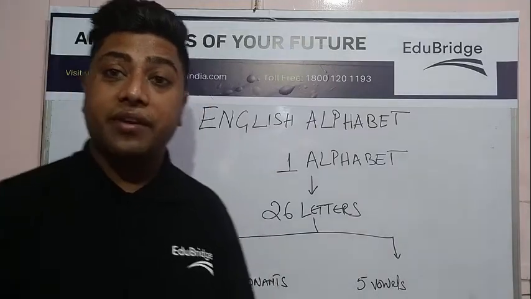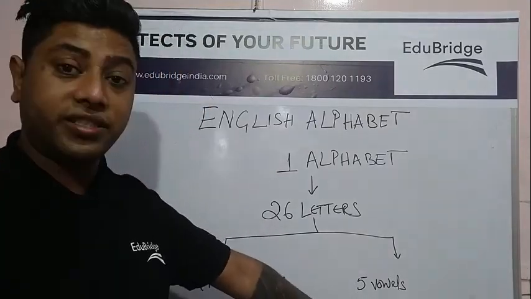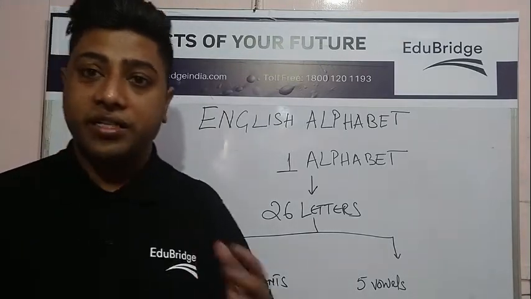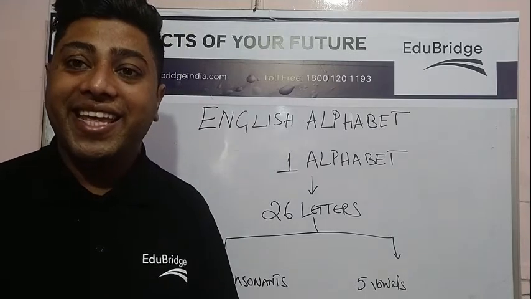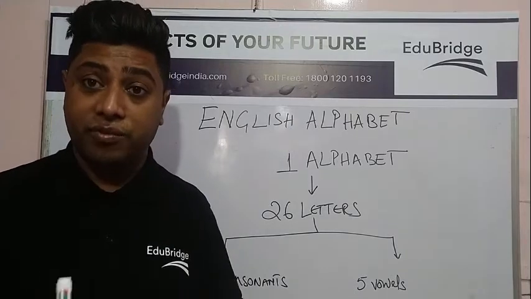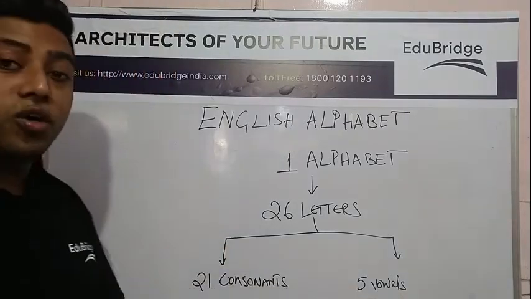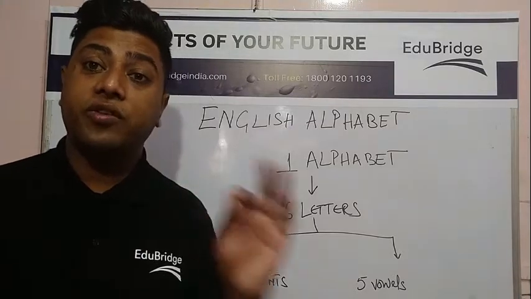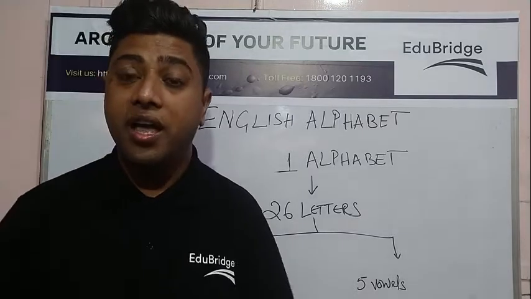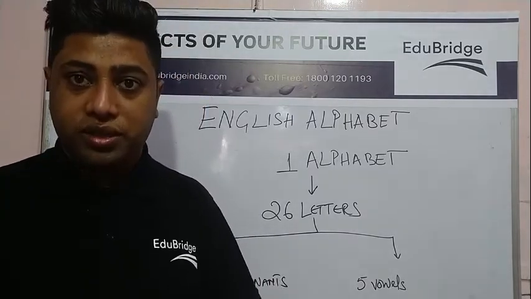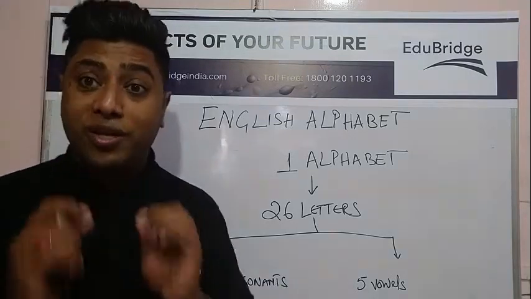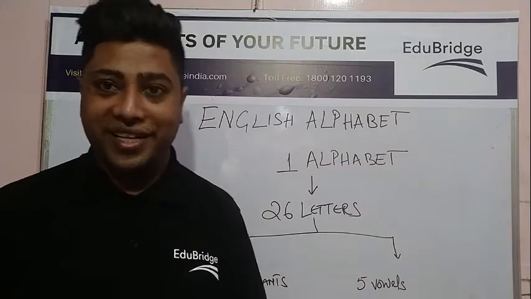Now, under 26 letters, we have 5 vowel sounds and 21 consonant sounds. Now, what are vowel sounds? The vowel sounds are A, E, I, O, U. These are the vowel sounds that we have in the English alphabet, and the rest of the sounds are consonant sounds. For example, the rest of the 21 sounds, B, C, D, F, G, etc., are our consonant sounds. Now, the reason why we are talking about the alphabet, it's really important to understand today.